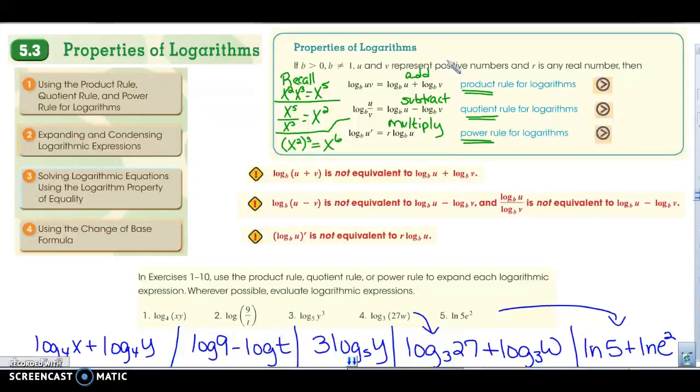I like to refer to them as the three amigos, because when we use one in a problem, chances are you're also going to use at least one of the others as well.